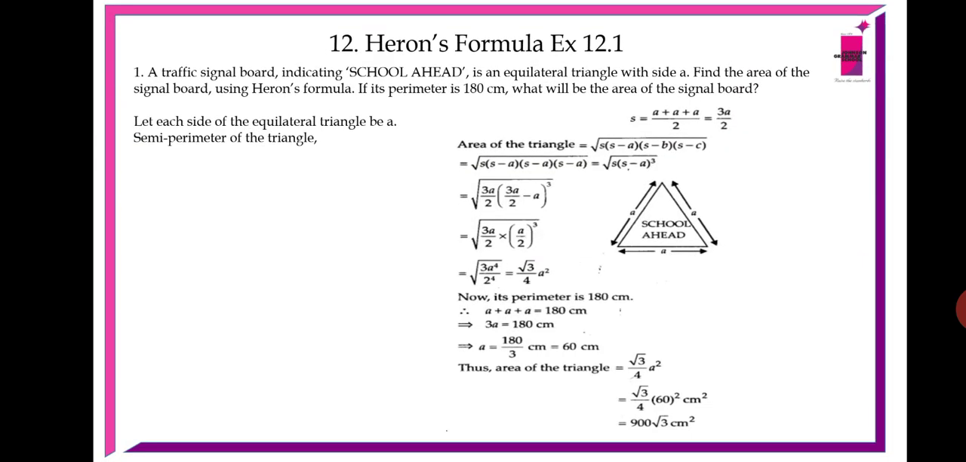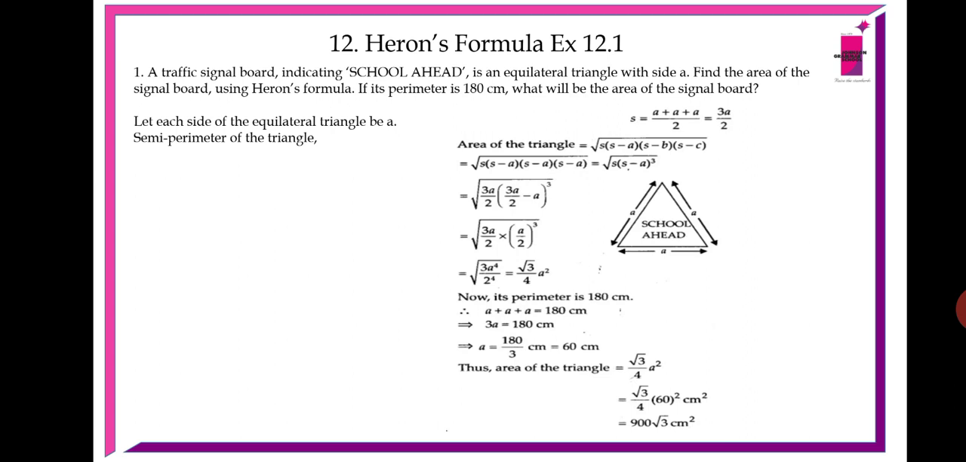If you go for exercise 12.1, a traffic signal board indicating school ahead is an equilateral triangle with side a. Find the area of the signal board using Heron's formula. If its perimeter is 180 centimeters, what will be the area of the signal board? First of all, it is asking to find the area of an equilateral triangle with side a.